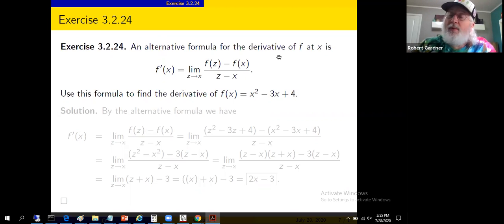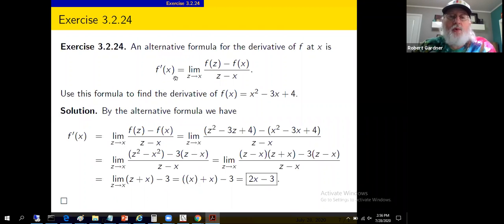The alternative formula for the derivative is f prime of x equals a limit as z approaches x of f of z minus f of x over z minus x. Rumor has it, that's the same thing we'd get out of the other formula. Notice the z is limited out, so there won't be z's when we evaluate the limit, just like there's not h's when we evaluate the limit in the regular definition. Use this formula to find the derivative of x squared minus 3x plus 4.